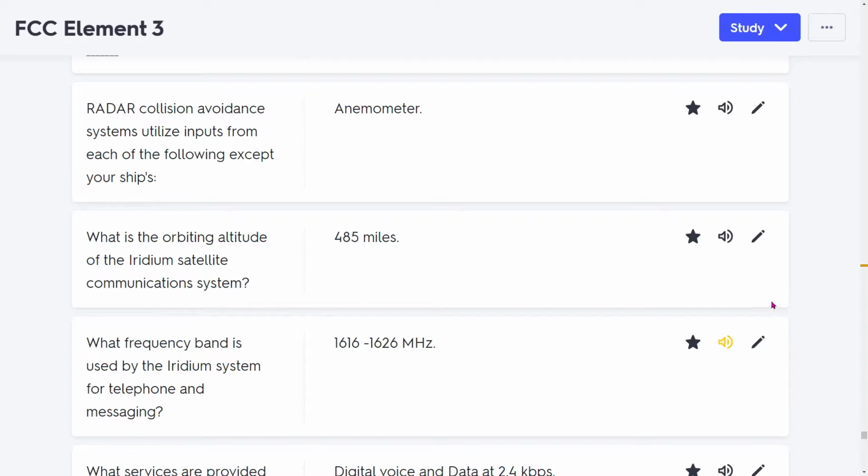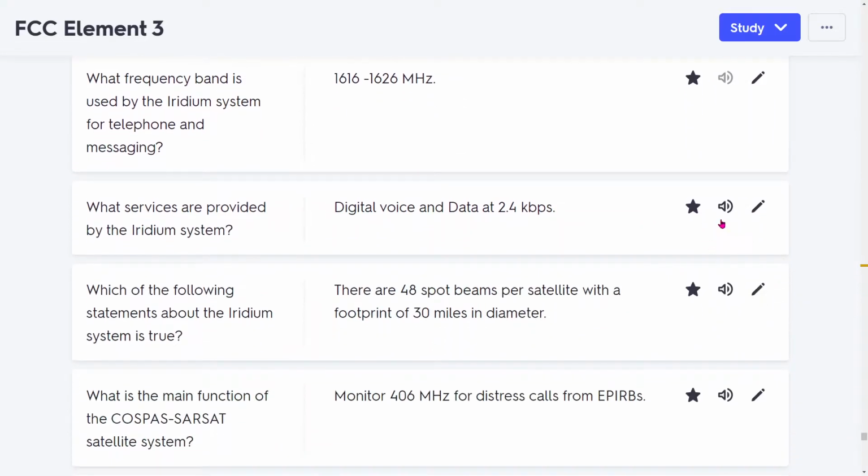1616-1626 MHz. What services are provided by the Iridium system? Digital voice and data at 2.4 kbps. Which of the following statements about the Iridium system is true? There are 48 spot beams per satellite with a footprint of 30 miles in diameter.